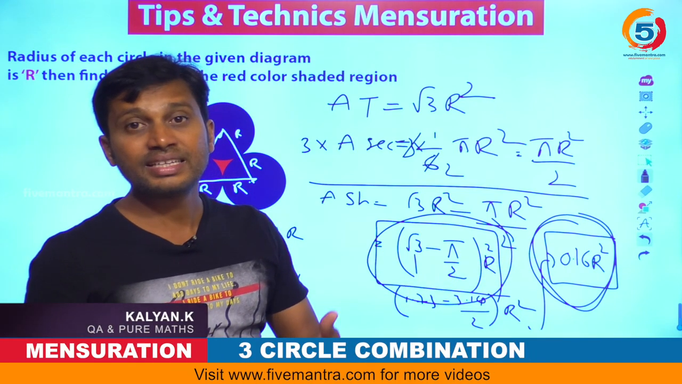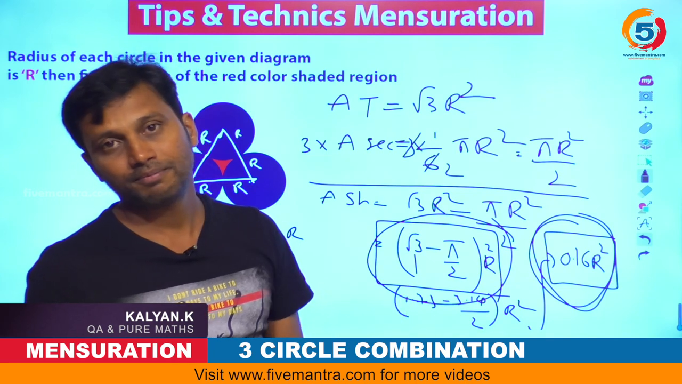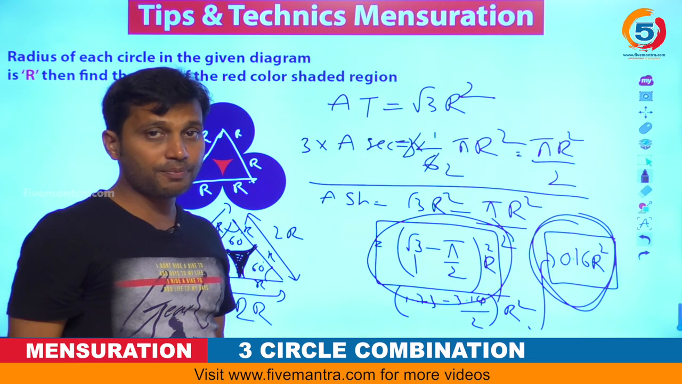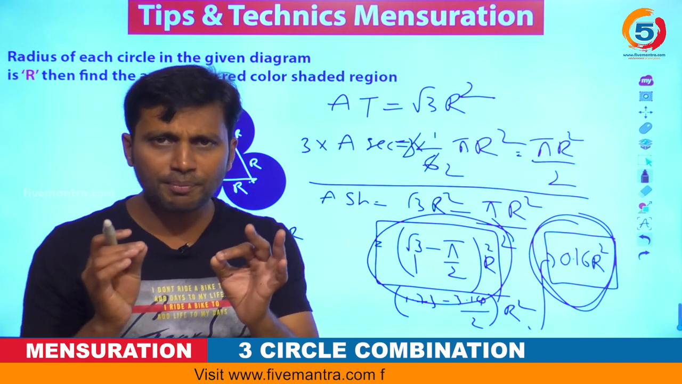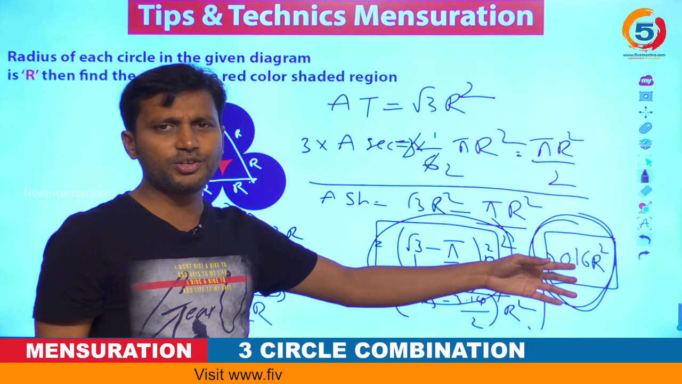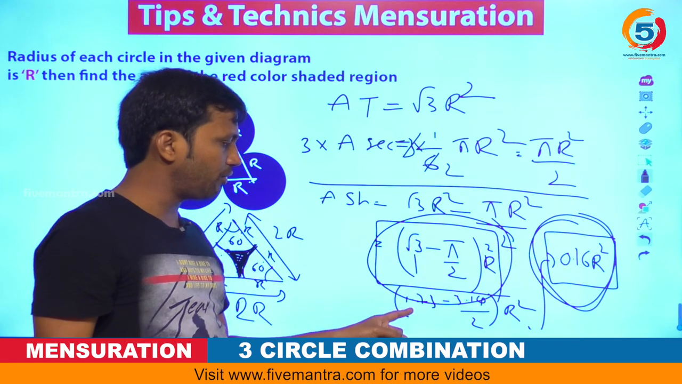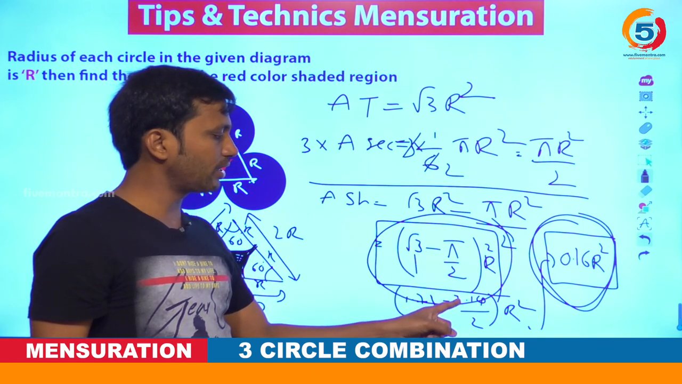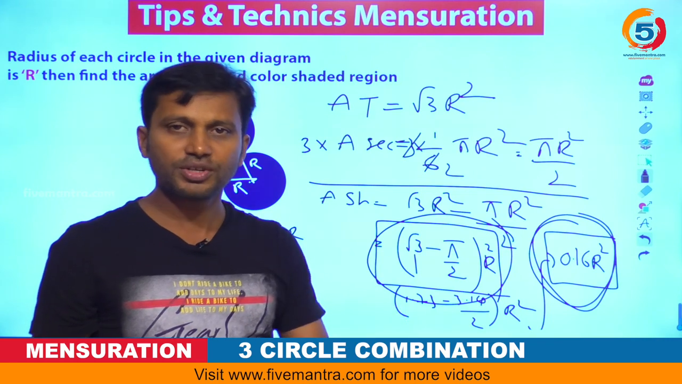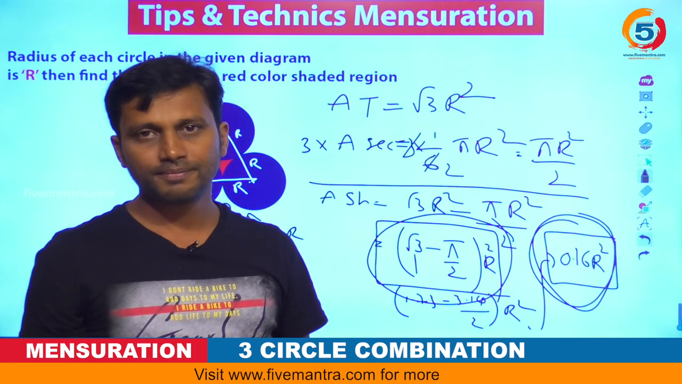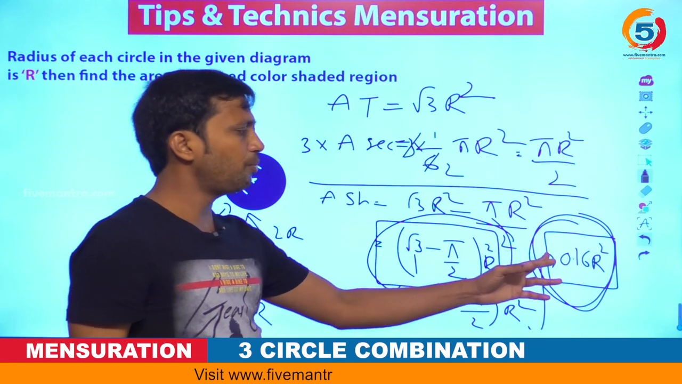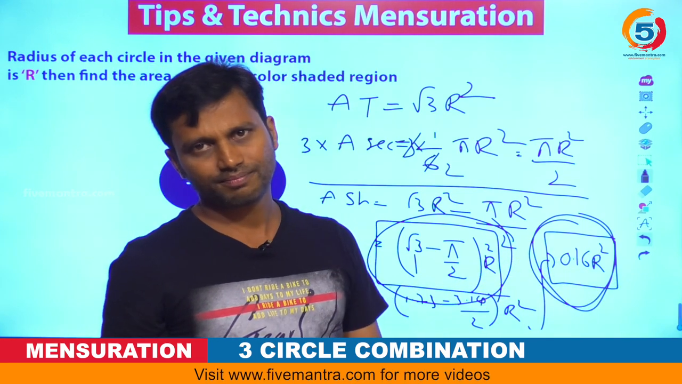That is if the answer is given in terms of pi. But if the answer is not given in terms of pi, for non-math students, I am telling you the finally simplified value: putting root 3 equal to 1.73 and pi equal to 3.14 by 2. Simplifying all these terms, we get 0.16. You can do it in your notebook. Okay, then we are getting the final answer as 0.16 r square.